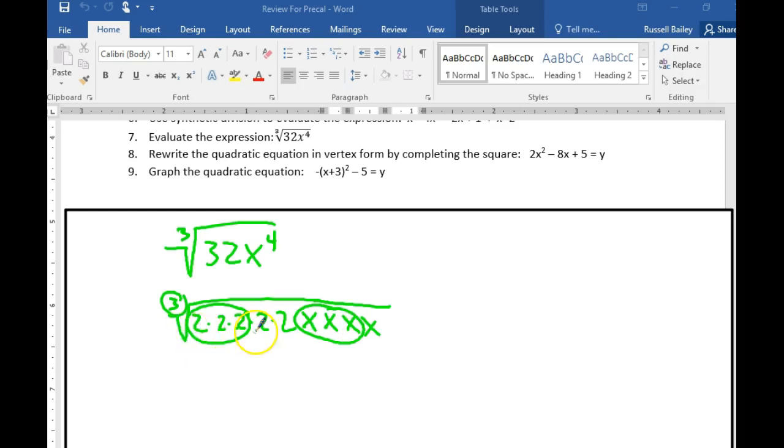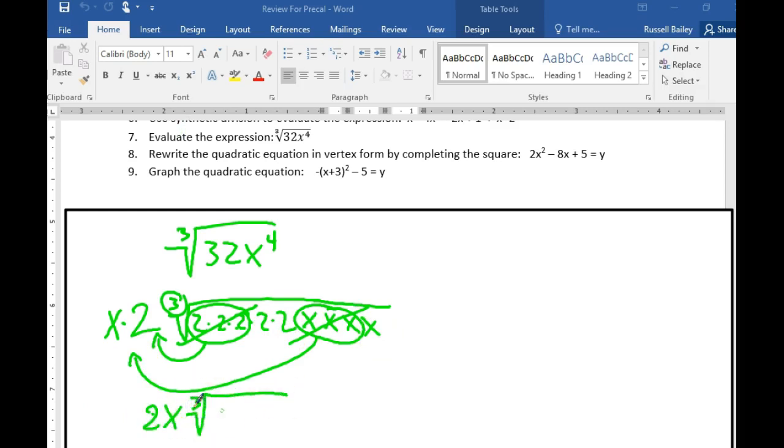So the cube root of 2 times 2 times 2 is 2. And the cube root of xxx is x. These other ones don't have enough to bring out, so they stay inside. So the final answer here would be 2x cube root of 4x. And that's how you simplify those. All right.